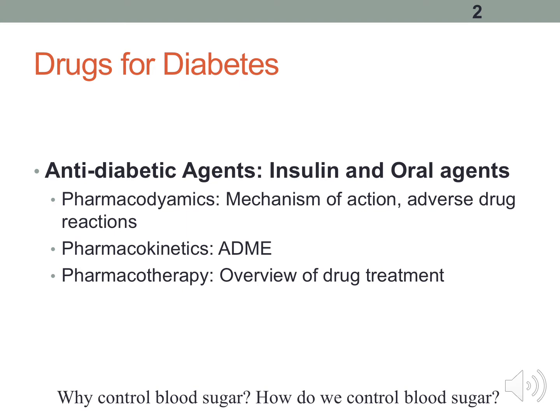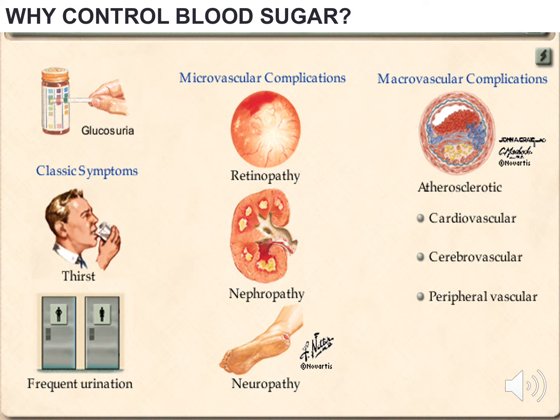So first, let's talk about why we need to control blood sugar. You need to realize that elevated blood sugar is toxic. There's a term called glucotoxicity. High blood sugar is not good for many of the organs of the body. And for many patients, the main reason why you want to control blood sugar is to control symptoms of hyperglycemia.